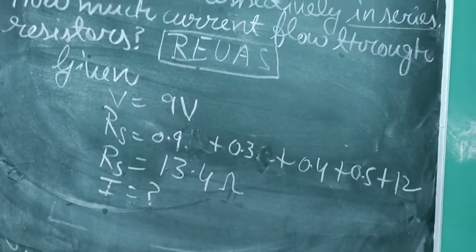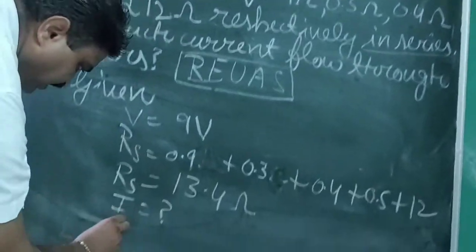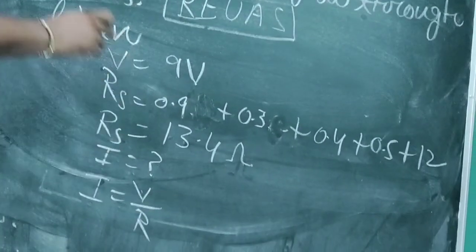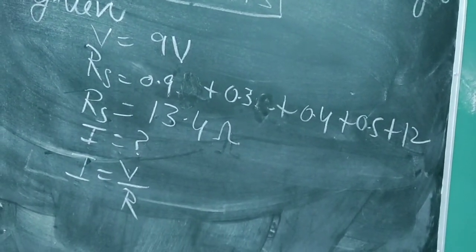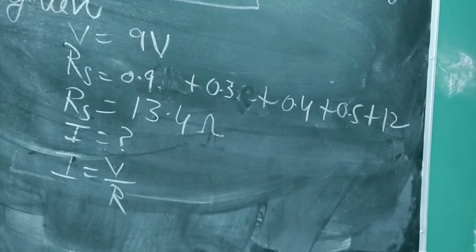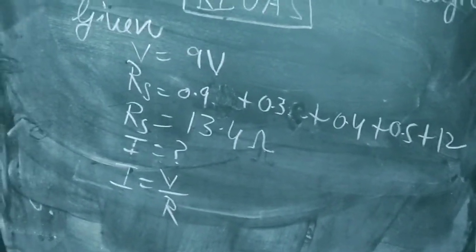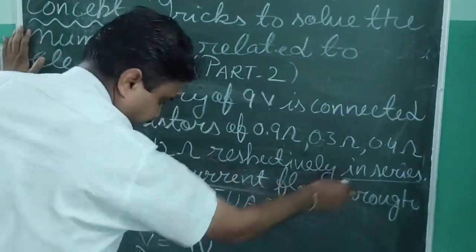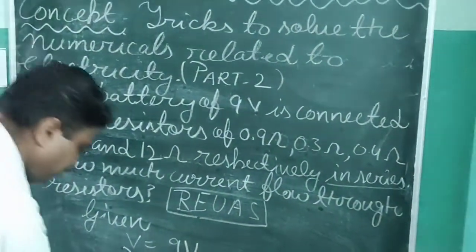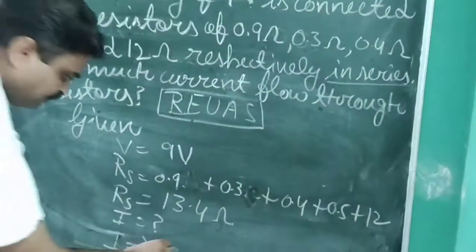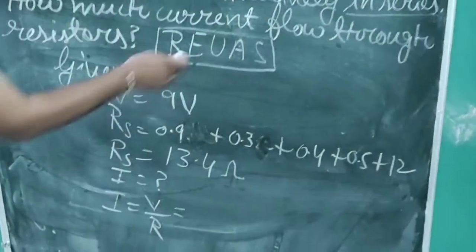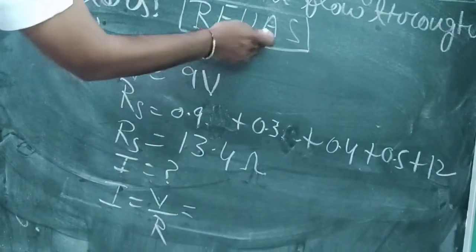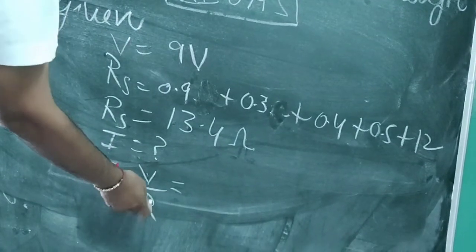Now what is the formula of the current? It is I is equal to V upon R. But in the question, what is asked? How much current flows through the resistors? So the resistors will have the same current because the combination is in series. So the same formula you will use and you will put the quantities. According to this, you will understand what is asked, and now you apply the formula, and in the applied formula you put all the quantities.